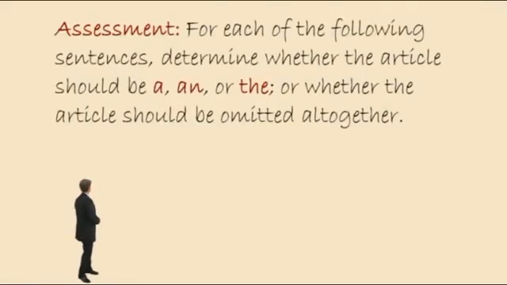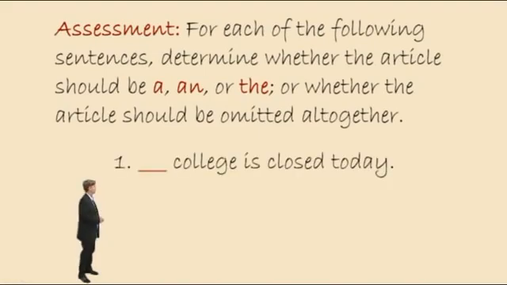All right, let's do this. Let's run an assessment test here. For each of the following sentences, determine whether the article should be a, an, or the, or perhaps whether the article should be omitted altogether. In other words, you don't need an article whatsoever. There are 10 of these, and I expect 10 out of 10. Here we go. Number 1, blank college is closed today.